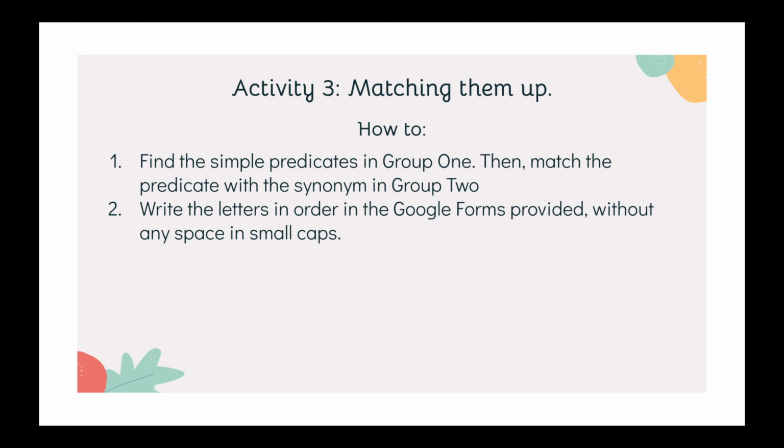And then activity 3 is called matching them up. You're going to take a look at these two tables. Find the simple predicates in group 1 and then match your predicate with the synonym in group 2. Write the letters in order in the Google Forms provided without any space in small caps. This one will not make any word, so just type all of them in order, for number 1 and so on, without any space, without any comma, all in small caps.